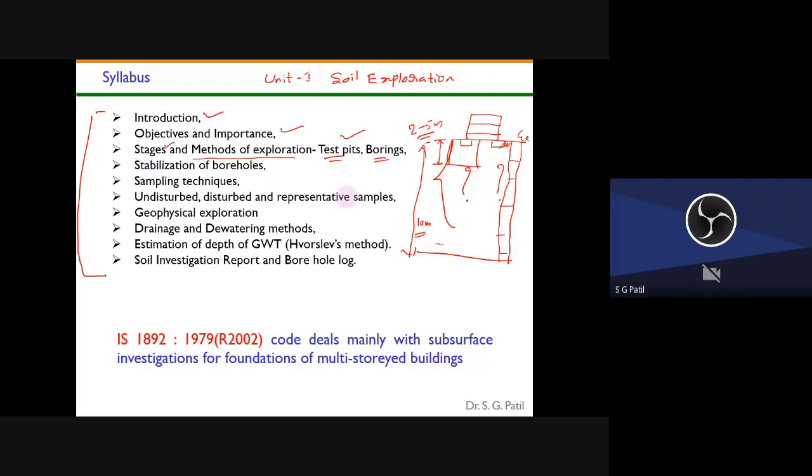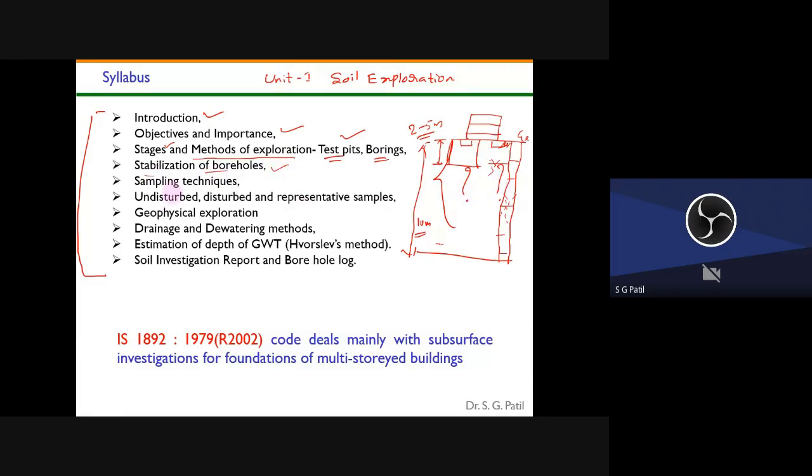Once we drill a borehole, if the soil is very weak or if the water table is very high, what will happen? The borehole wall will collapse, and you cannot do any further test. So to avoid that, you have to stabilize the boreholes. How we can stabilize the boreholes, that thing also we will see.